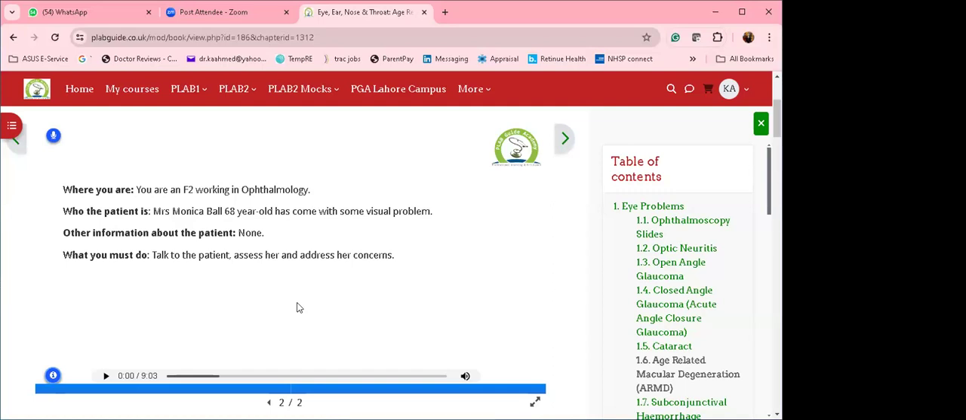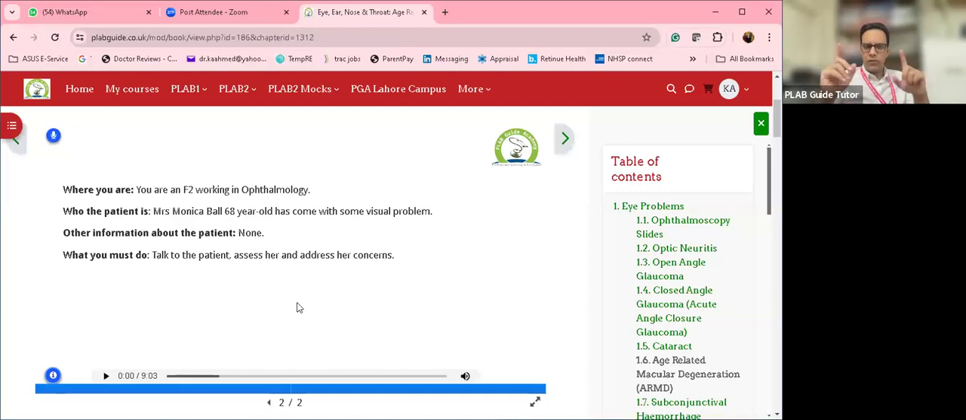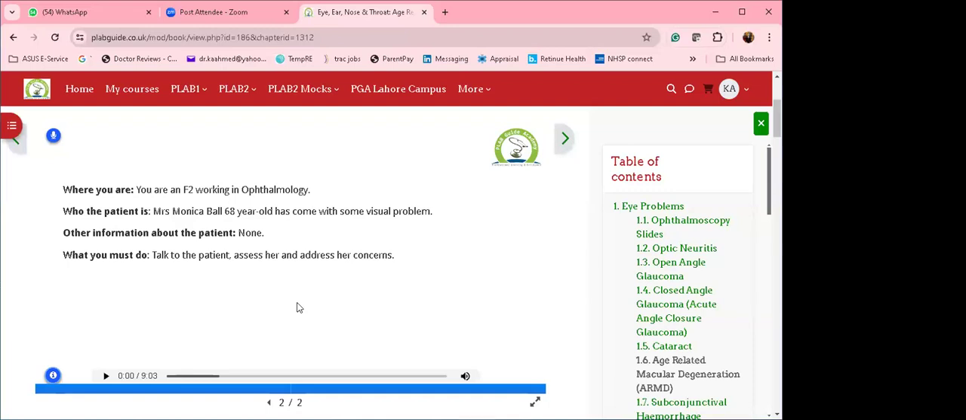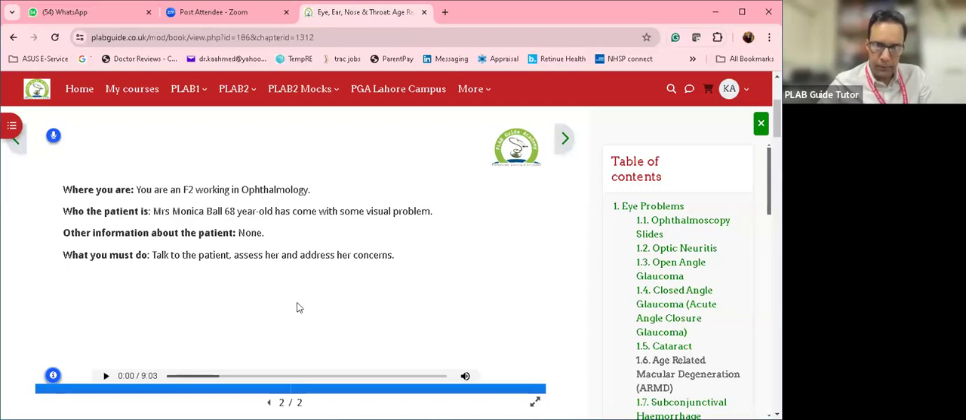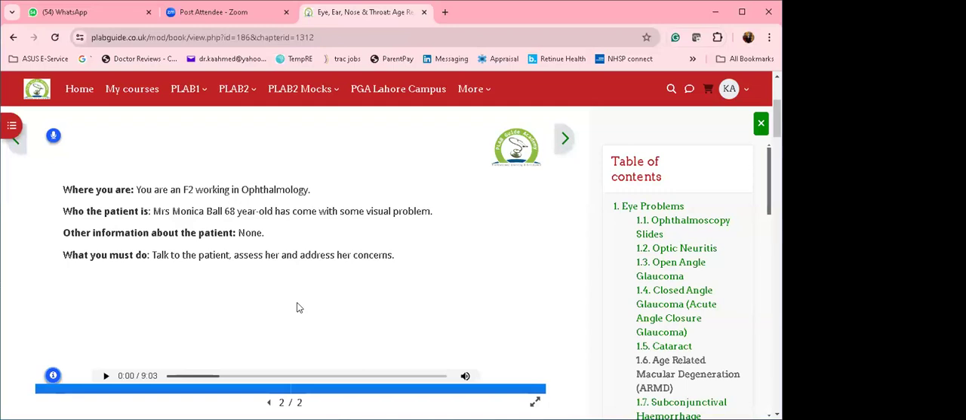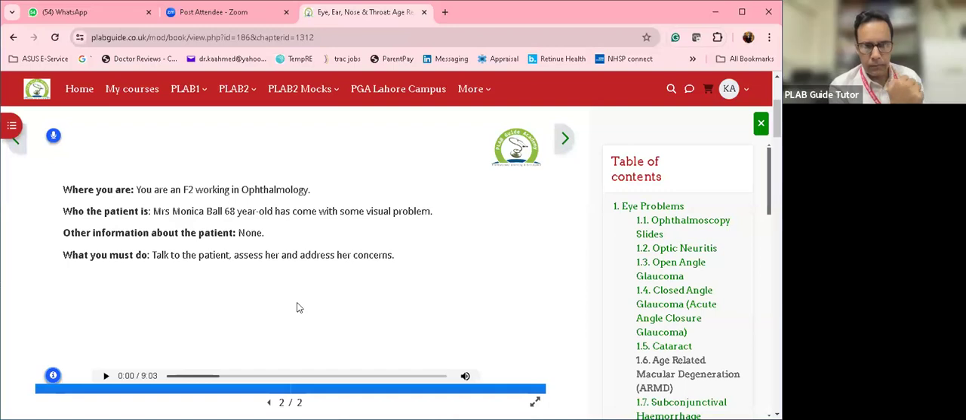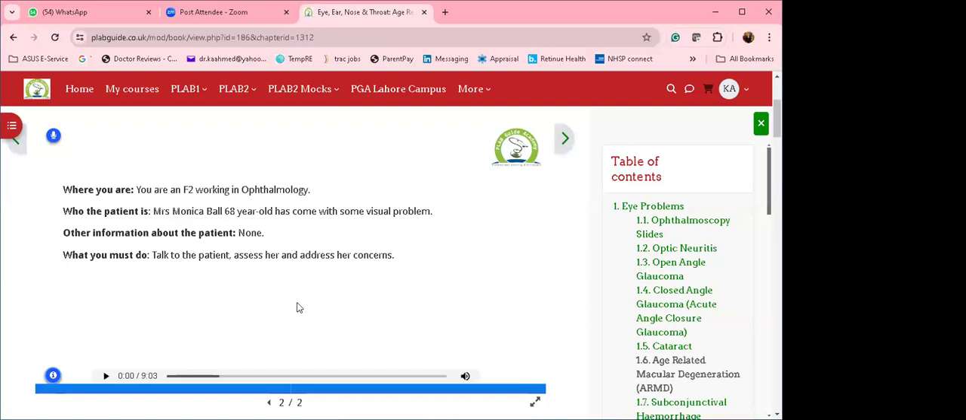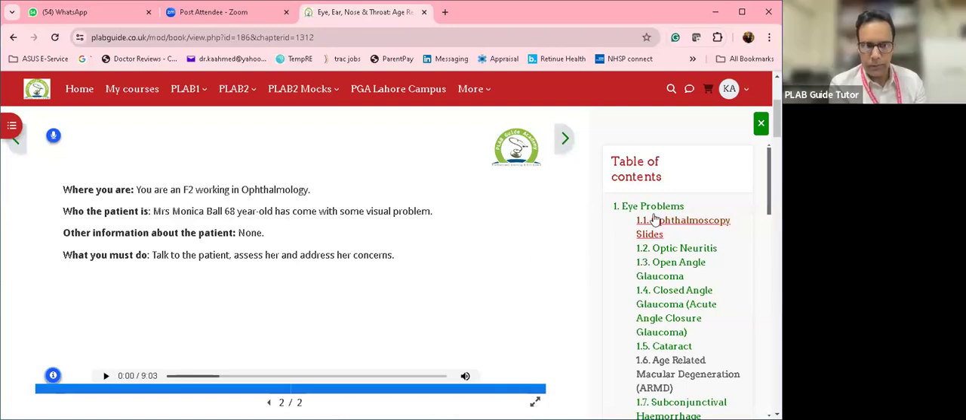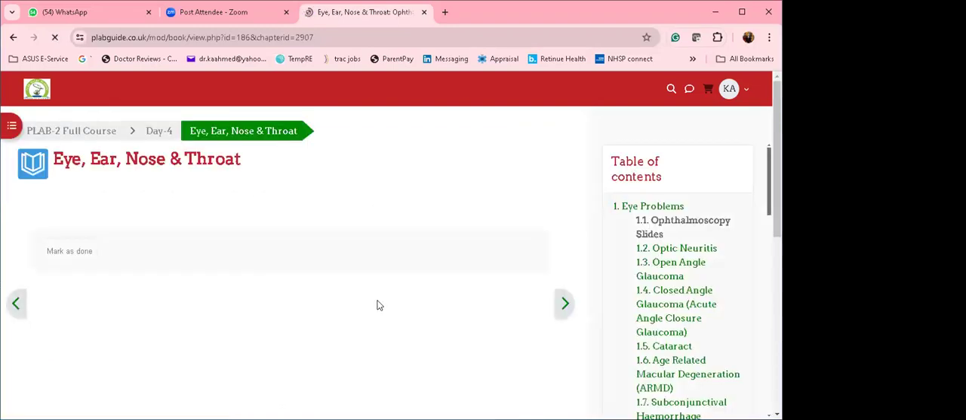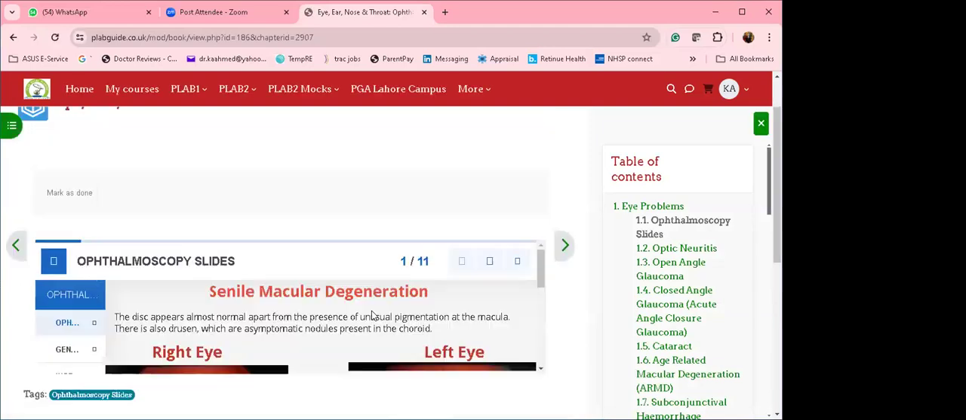How can we differentiate between dry age-related macular degeneration and cataract then? Very valid question. You can't differentiate that yourself. It will be in the instructions that the patient has been referred by the optician because of dry age-related macular degeneration. That can be one scenario. Or they can show you some photos and tell you that this is what the patient has got. So let me show you the photos.